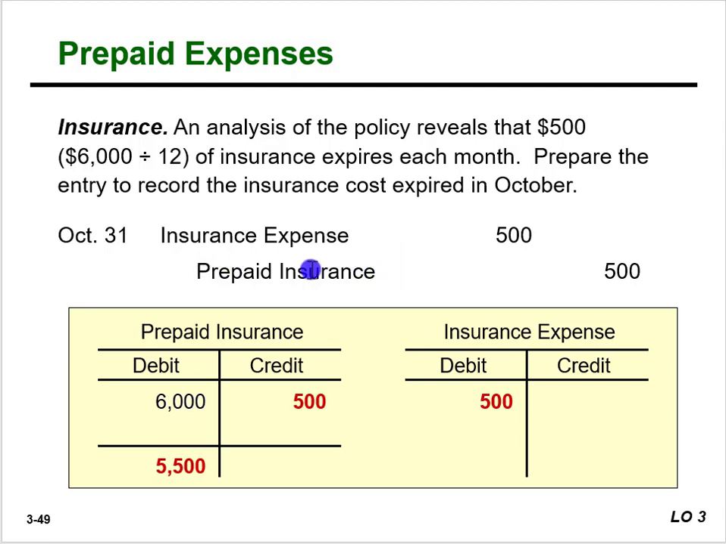And so you would expense $500, just like in the supply situation, you expense $15,000 because that's what you used. You're only using $500 of this policy for this month. And so you're going to debit insurance expense and you're going to credit the prepaid insurance. And so the $500 from the insurance expense is going to find its way on the income statement. And the $5,500 that's left in prepaid insurance is going to show up on your balance sheet.